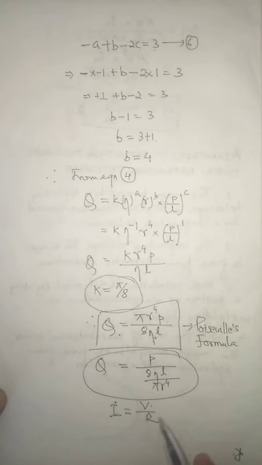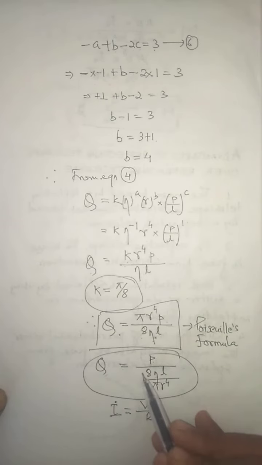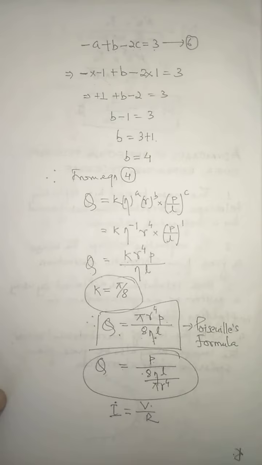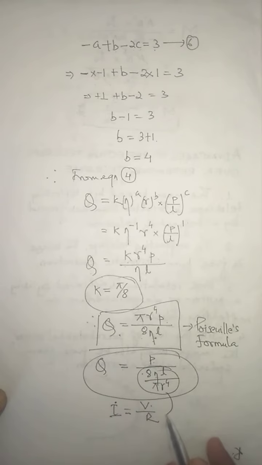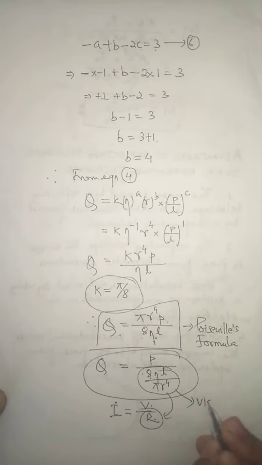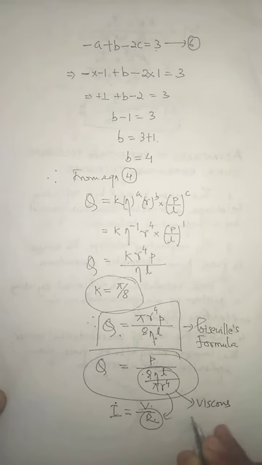Now if you compare this relation with the equation of electricity, which is called Ohm's law, then we can simply see that this particular term in the denominator is similar to what? R. Similar to R means this R is the resistance, that means this particular quantity 8 eta L by pi r to the 4 is actually known as viscous resistance. This term is actually known as what? Viscous resistance.